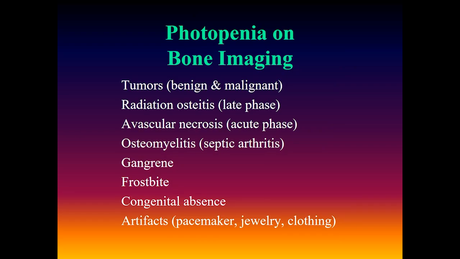Typically, when we evaluate bone scans, we associate areas of increased uptake with abnormalities. However, it's important to recognize that areas of decreased uptake on bone scans can also reflect abnormalities, and decreased uptake or photopenic defects are associated with tumors, both benign and malignant, the late phase of radiation osteitis, the acute phase of avascular necrosis, which you've already seen, occasionally even osteomyelitis or septic arthritis, particularly in the hip. And the mechanism for this is the fact that there's increased intracapsular pressure, which compromises vascular supply.